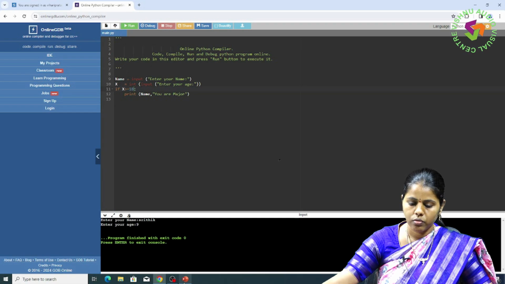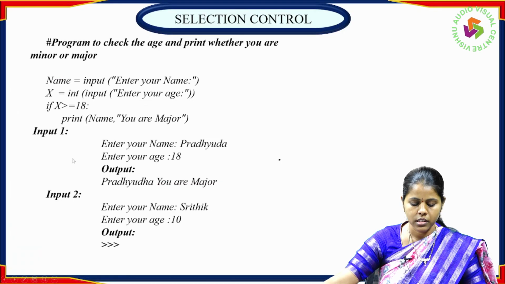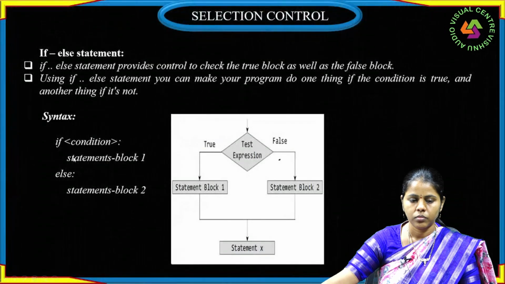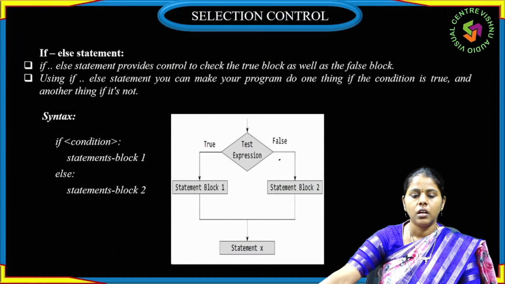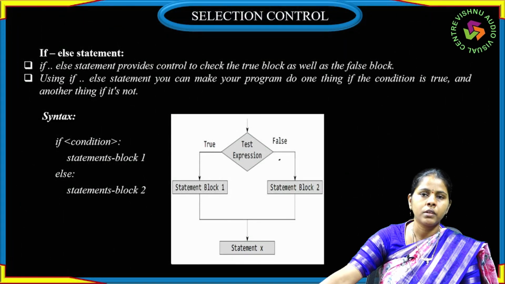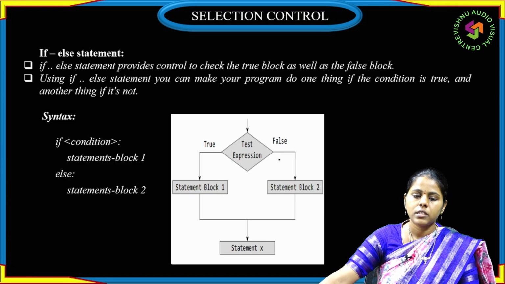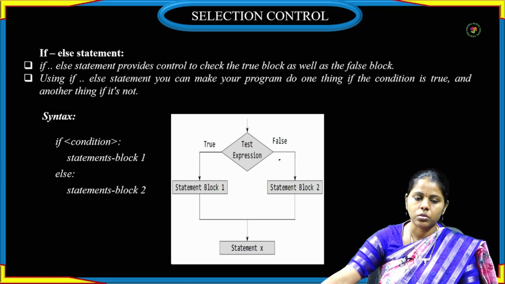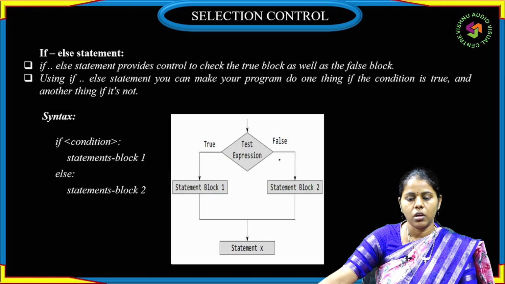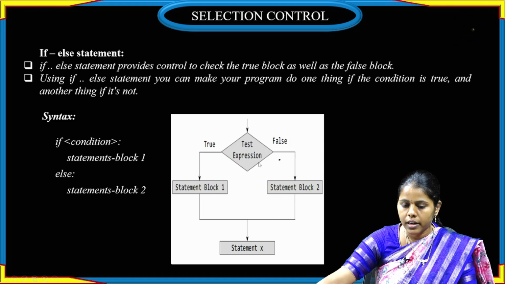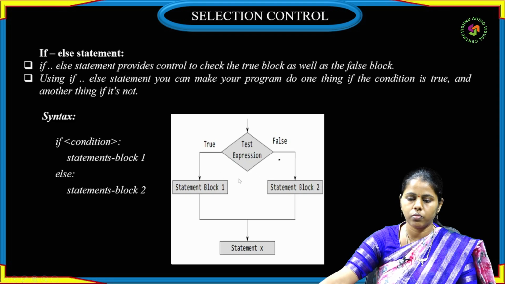So now let's go for the PPT. Next one, if else statement. In the previous simple if statement we checked for only the true block. Here we are checking for the false block also. That is, if is for the true block and else is for the false block. Let's check the flow chart of the given if else statement.